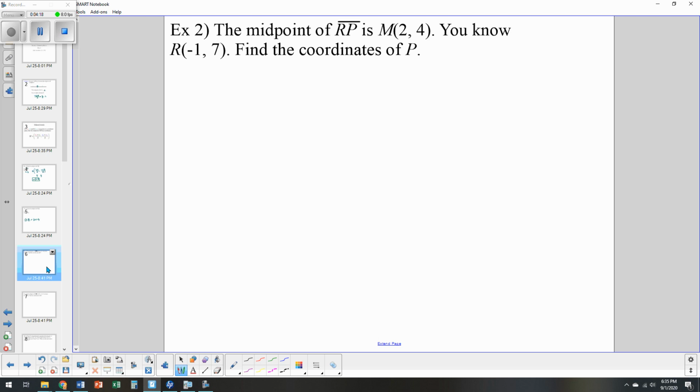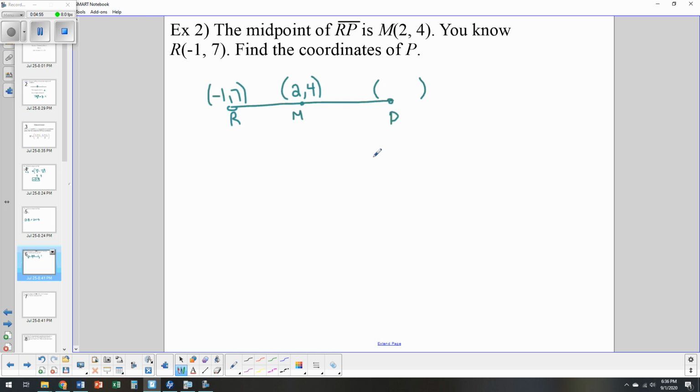In our next example, the midpoint of RP is M, 2, 4. So we're told the midpoint. We're also told that R, one of the endpoints, is negative 1, 7. We want to find the coordinates of P, the other endpoint. So we're looking at M being in the middle at 2, 4. Now, even though I'm drawing it horizontally, that doesn't mean this represents a horizontal line. Right? R is over here at negative 1, 7. And P is at the other end, and we don't know what it is.